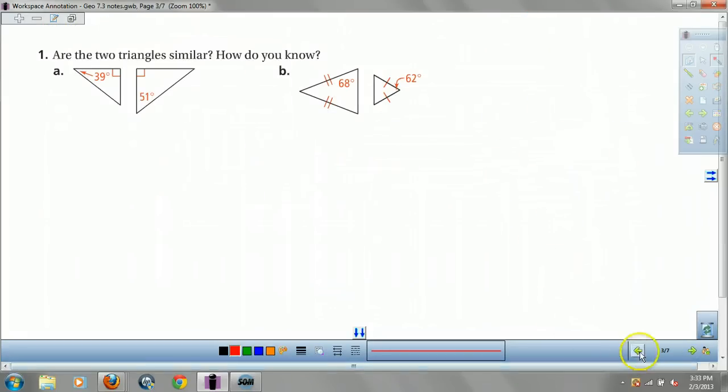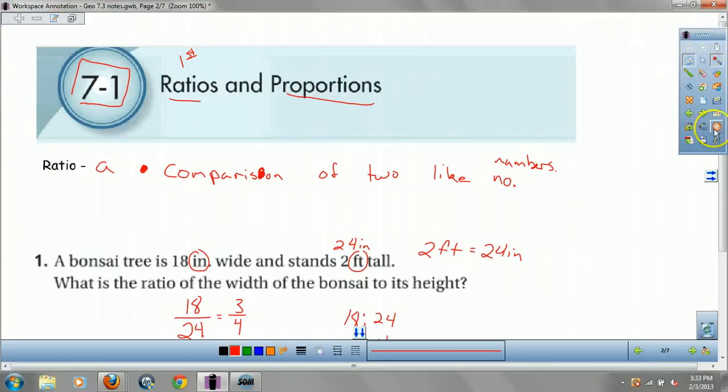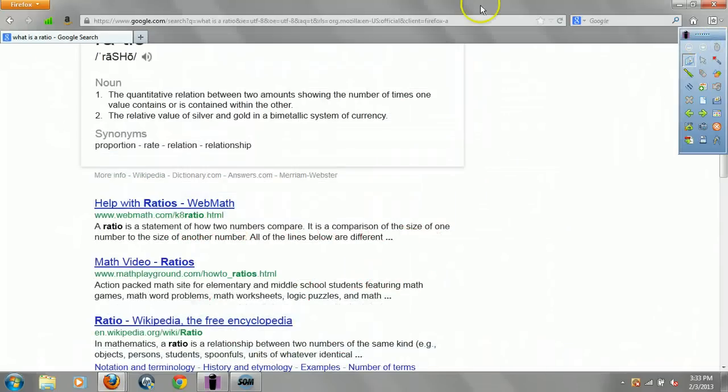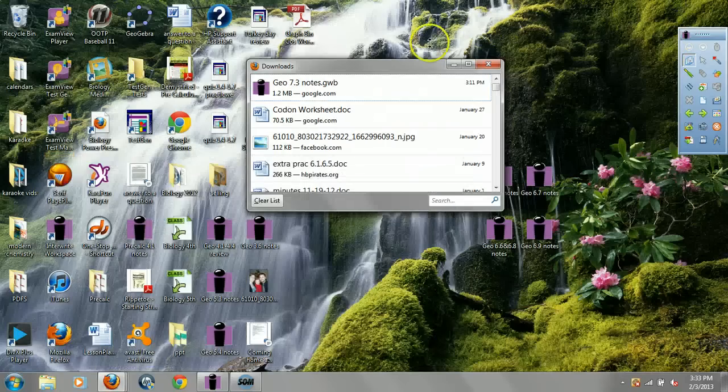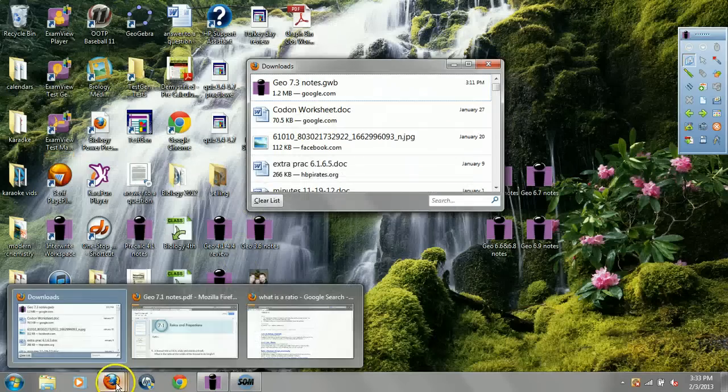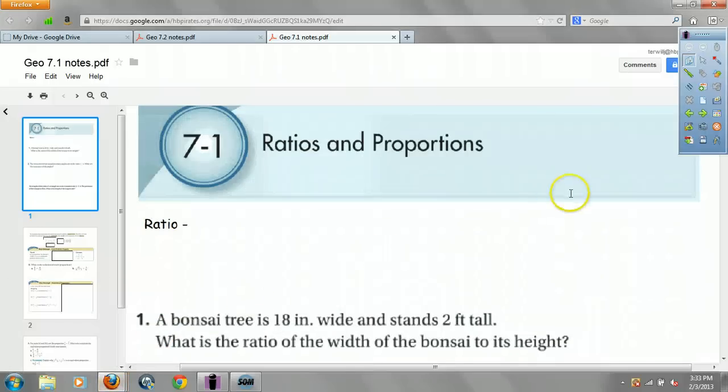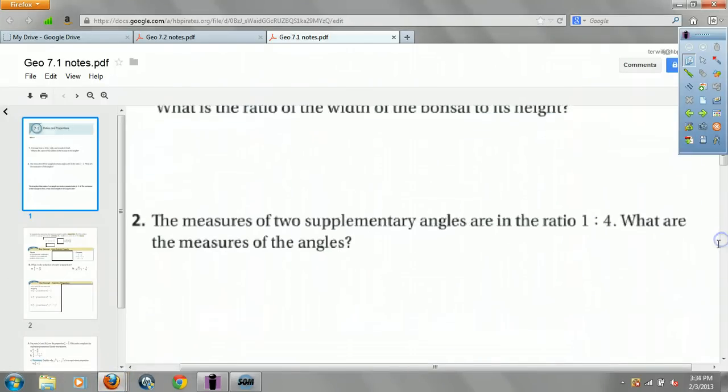Okay, oops. Different lesson. This is going to look a little bit different because, well, just the way it is. Because someone forgot their flash drive. Okay.